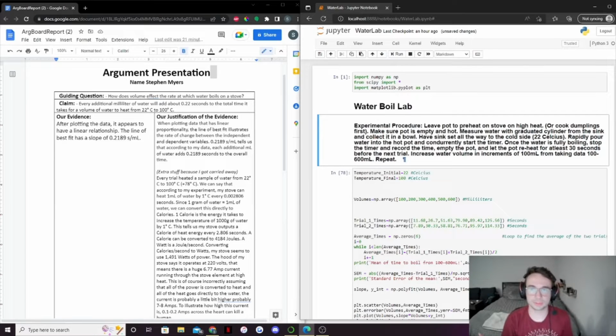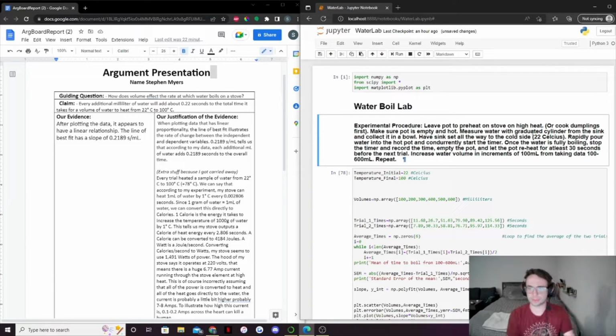Alrighty. So for my water boiling lab, my procedure, I got a pot. I preheated it on the stove on high heat. By that, I mean I cooked dumplings so I could eat them while I did the lab. Very important. Make sure that you replicate that if you replicate this experiment.